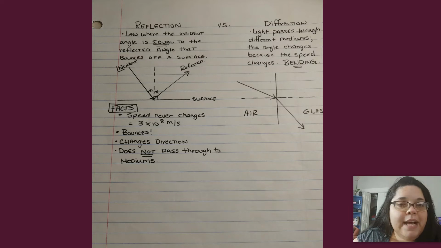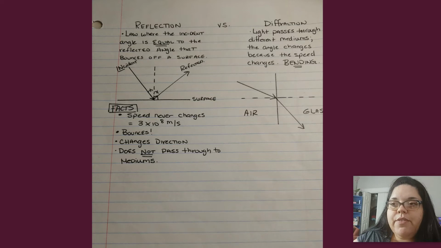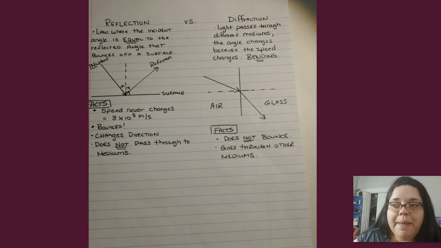It does not pass through any mediums. So reflection is only when it bounces off of a surface. It has never and won't ever talk about going through a medium. That would not be considered reflection. So a fact about diffraction is that it does not bounce. This is what goes through. Reflection is what bounces. So diffraction will go through other mediums.